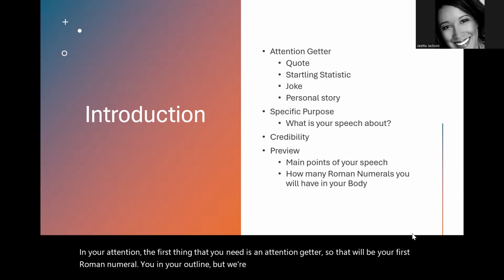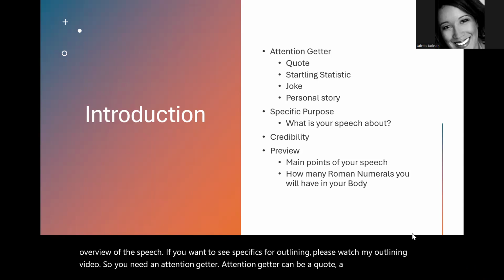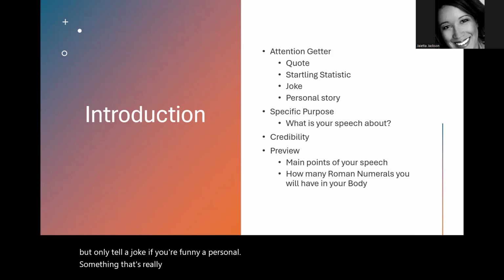But we're not talking outline. I'm just giving you an overview of the speech. If you want to see specifics for outlining, please watch my outlining video. So you need an attention getter. An attention getter can be a quote, a startling statistic, a joke, but only tell a joke if you're funny, a personal story, something that's really interesting. That will be how you start.